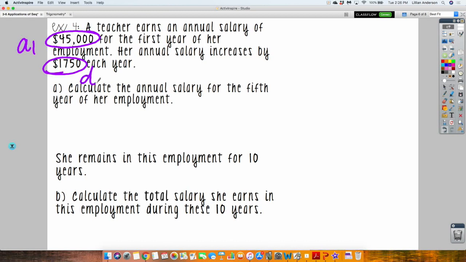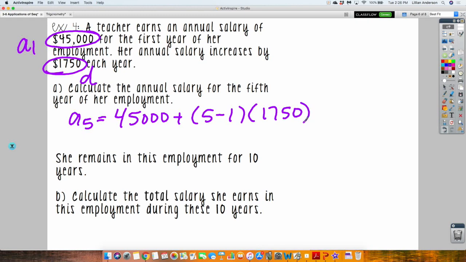Okay? Here we go. All right. What does 45,000 represent? The A1. And the 1750 number represents the common difference, which means that this is an example of what type? Arithmetic. So if I'm looking for the 5th year of her employment, that is going to be S sub 5 or A sub 5? A sub 5.